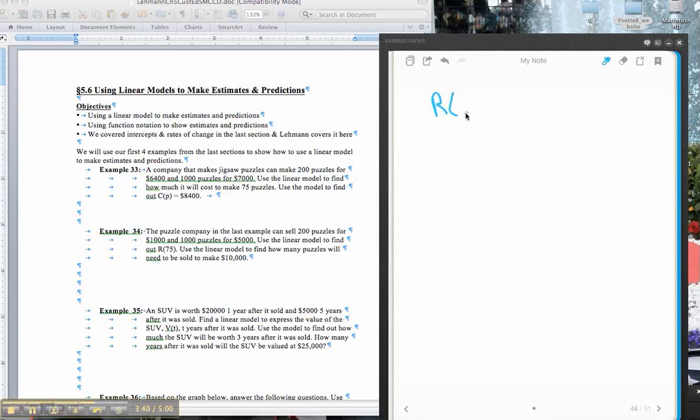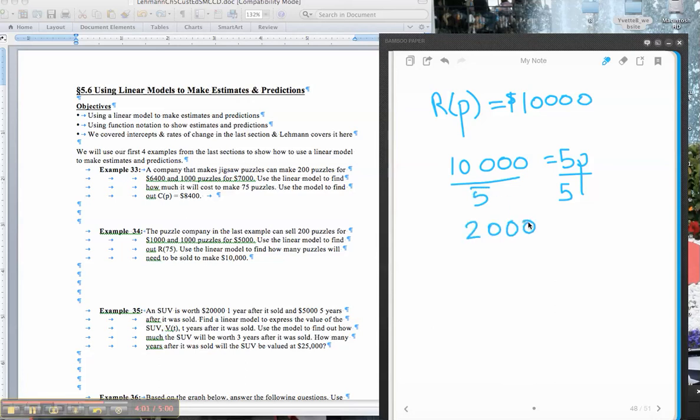So in other words, we're being asked to find when R of P equals $10,000. And so we're going to say 10,000 is equal to 5P, and we're being asked to find out when that happens. And so dividing both sides by 5, 5 will go into 10 2 times, and then there are 3 zeros, and now we see that P is equal to 2,000, and we can say those are puzzles.